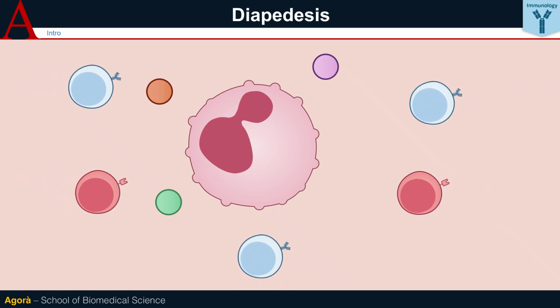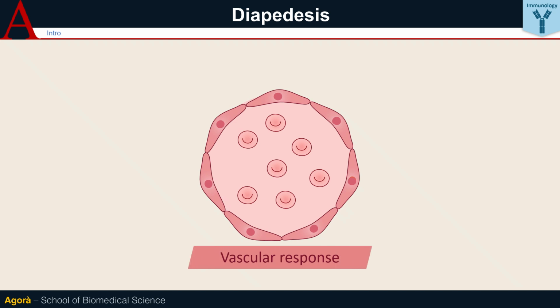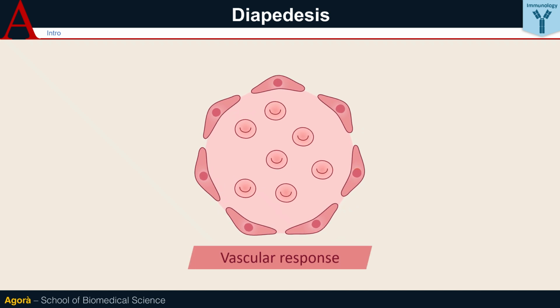In this video, we will explore the mechanisms that allow immune cells to migrate from the bloodstream into tissues, a process known as extravasation. This occurs as a part of the vascular response, namely a change in characteristics of blood vessels that facilitate the exit of immune cells.